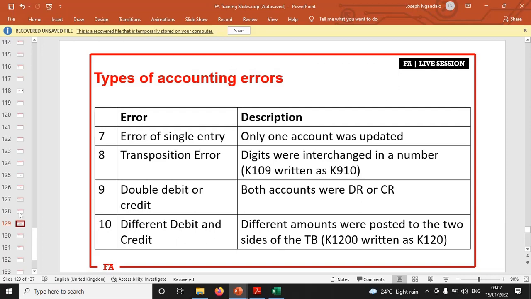But error of single entry means only one account was updated. In other words, in our financial accounting class, what are we saying? The double entry was not completed. The double entry was not completed. It happens all the time.